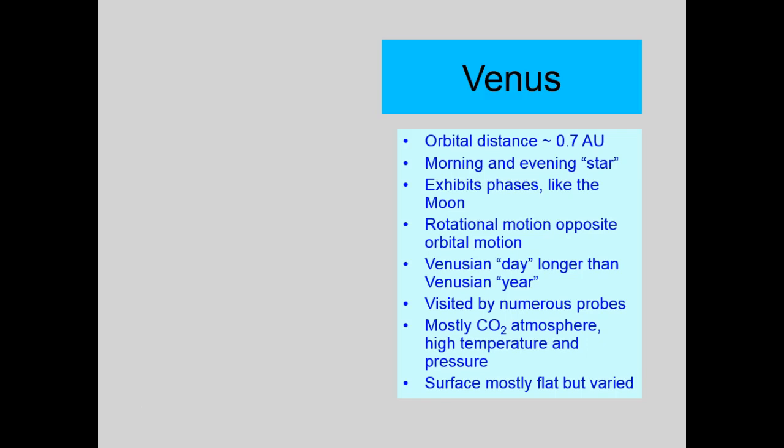Now, the surface of Venus is mostly flat, but is varied. It probably doesn't have many craters because its atmosphere is so dense, any meteorites that are coming in get burned up like crazy, far more than the Earth would be. But it is varied in that it has mountains and volcanoes and other things, a lot like Earth does. Okay? So, other than that, it's mostly flat.